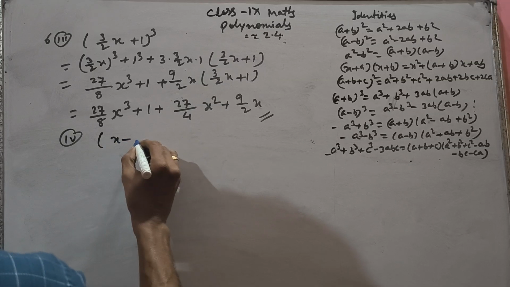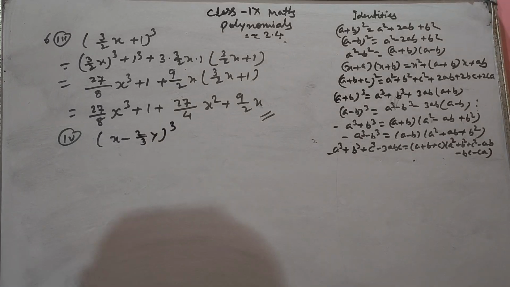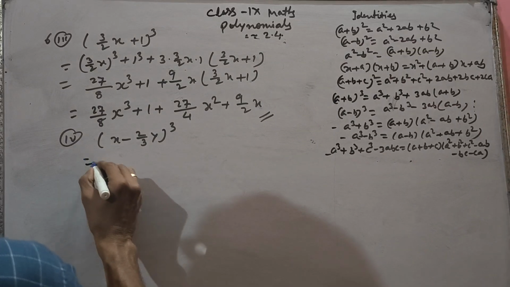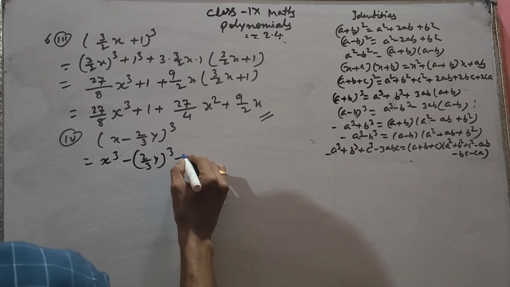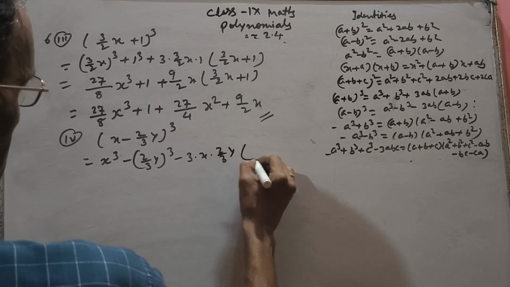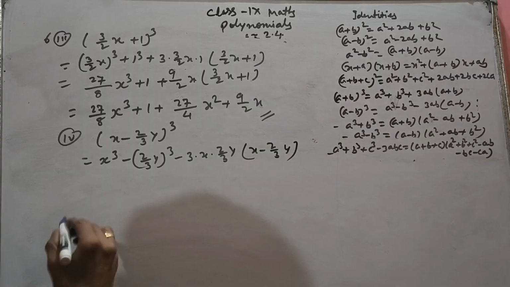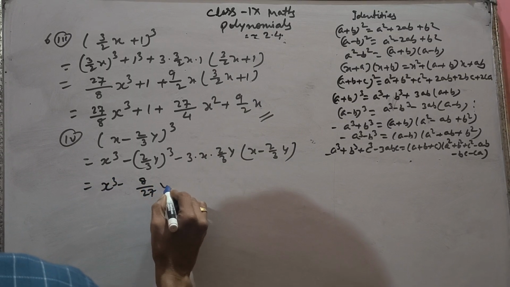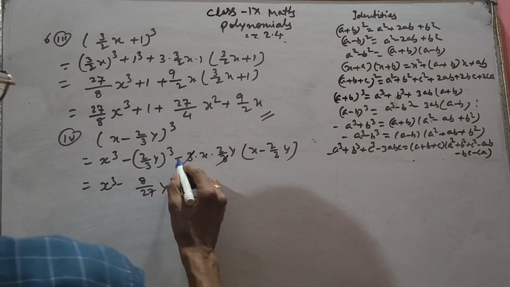So x minus 2 by 3y whole cube. Okay, so this is from a minus b whole cube, all minus. So use this formula: a cube minus b cube minus 3 into a into b into a minus b. So how much will we get here? x cube minus 8 by 27 y cube minus 3 to cancel.